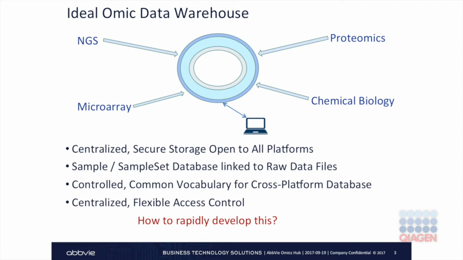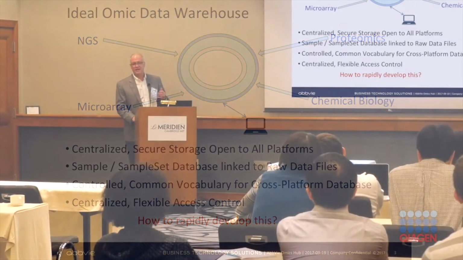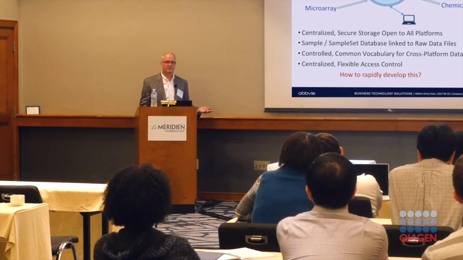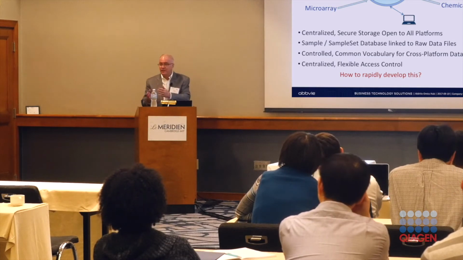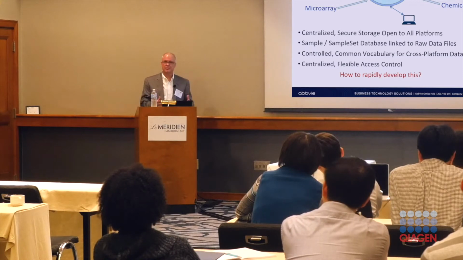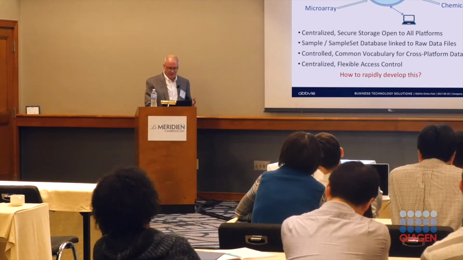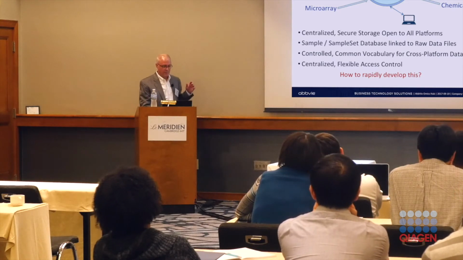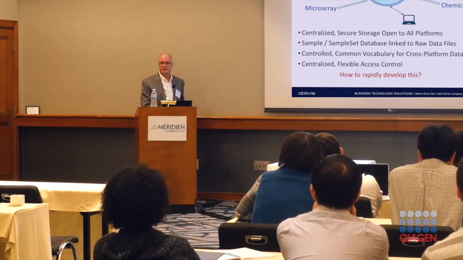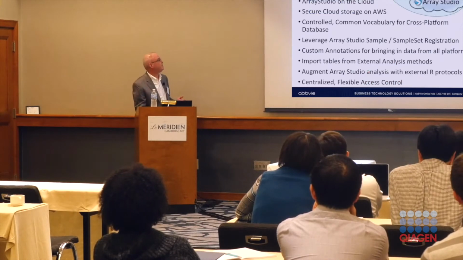And then you need a flexible, centralized access control. You really can't be in the situation where each individual researcher has to contact 5 different people to get permission: can I have your access? Can I access your data? Oh, can I have your data? We needed a simple, centralized place. So the question is how to rapidly develop this. What I'm going to talk to you about is how we've approached that and how we've used Array Studio to try to get there.